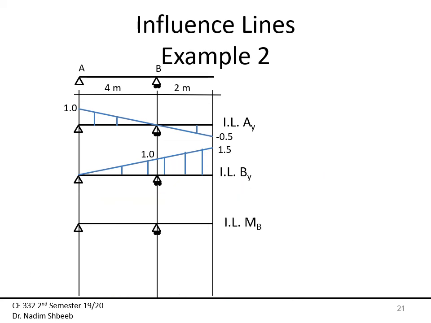Now, going to the influence line of the moment at B, we know that this was 0, so there is no need. And then this becomes 4AY. This is minus 1.5. 4 times minus 1.5 is giving me minus 6, and that's the influence line for the moment at B.